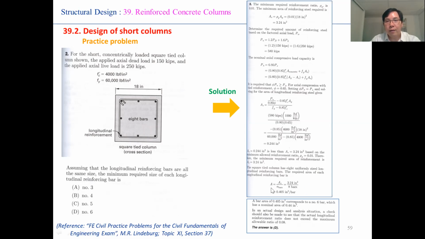So A equal to 0.405 inch square per bar. So that you can see here the good answer is D.